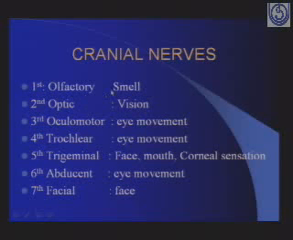So there are 12 pairs of the cranial nerves. The first is known as olfactory, it is concerned with smell. The second is optic, that is essential for us, that is for vision. The third is known as oculomotor nerve for eye movements. This is a very important thing.